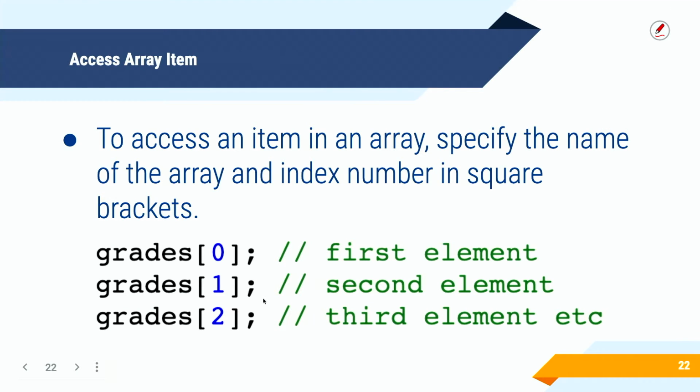To access an item in the array, all you need to do is specify the name of the array and the index number in square brackets. For example, the first element, because we start counting at 0, would be grades[0]. The second element would be grades[1], and the third element would be grades[2], etc.